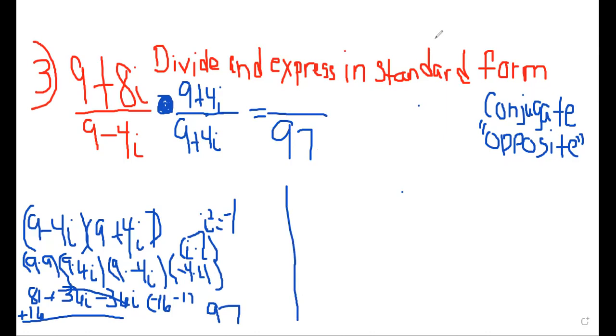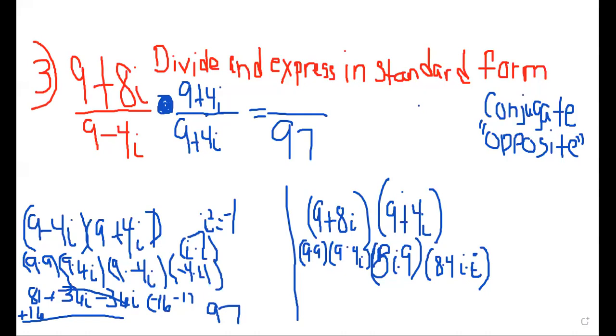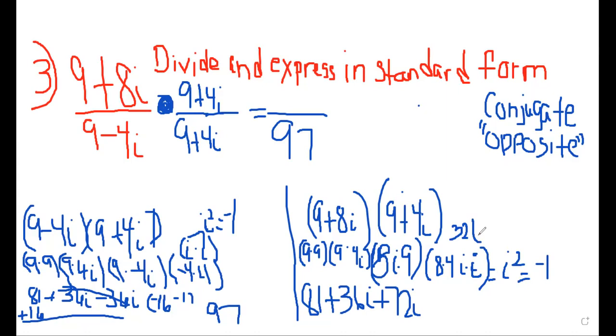Now we will do a sidebar for the numerator. Let's pause again and share work in the numerator. Once again we get 9 times 9, and that result is 81. Then we show 9 times 4i for a positive 36i. Then we continue the process with 8i times 9, that's a positive 72i. And then 8 times 4 gives us a positive 32. The i times i will equal i squared, which becomes negative 1, so that leaves 32 times negative 1, which is negative 32.